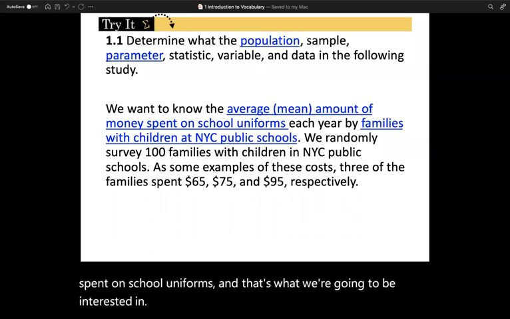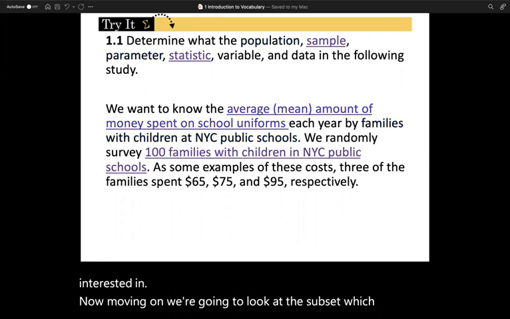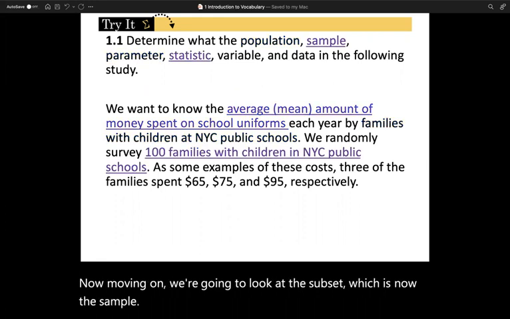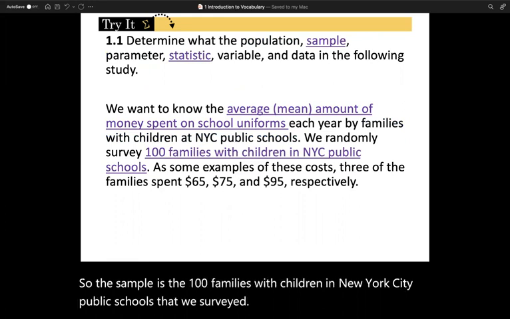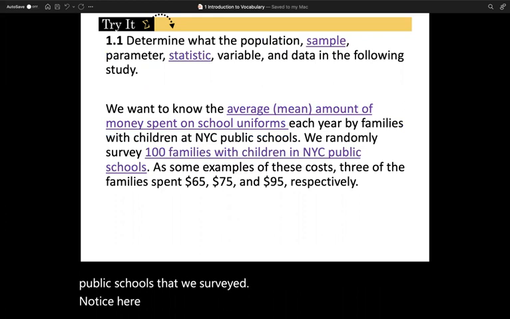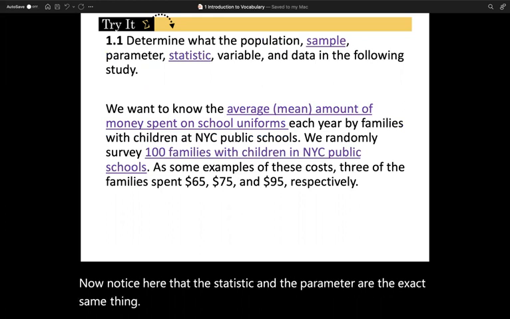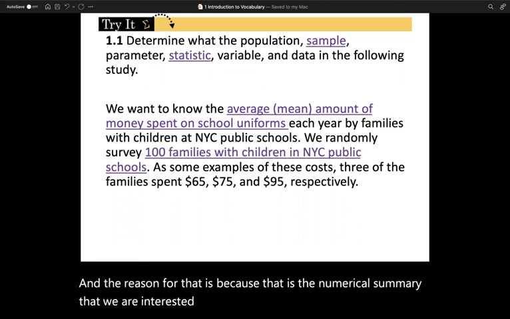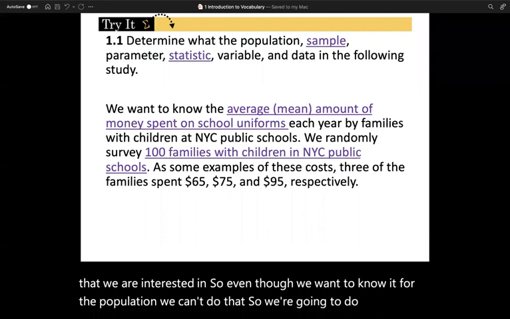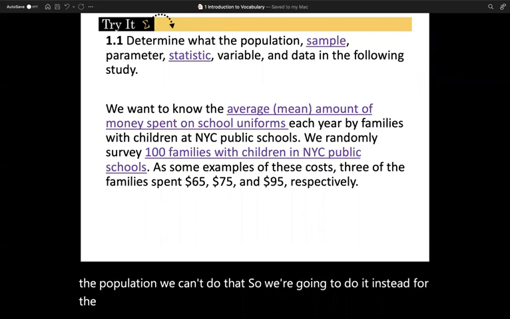Now moving on, we're going to look at the subset, which is now the sample. So the sample is the 100 families with children in New York City Public Schools that we surveyed. Now notice here that the statistic and the parameter are the exact same thing. And the reason for that is because that is the numerical summary that we are interested in. So even though we want to know it for the population, we can't do that. So we're going to do it instead for the sample.